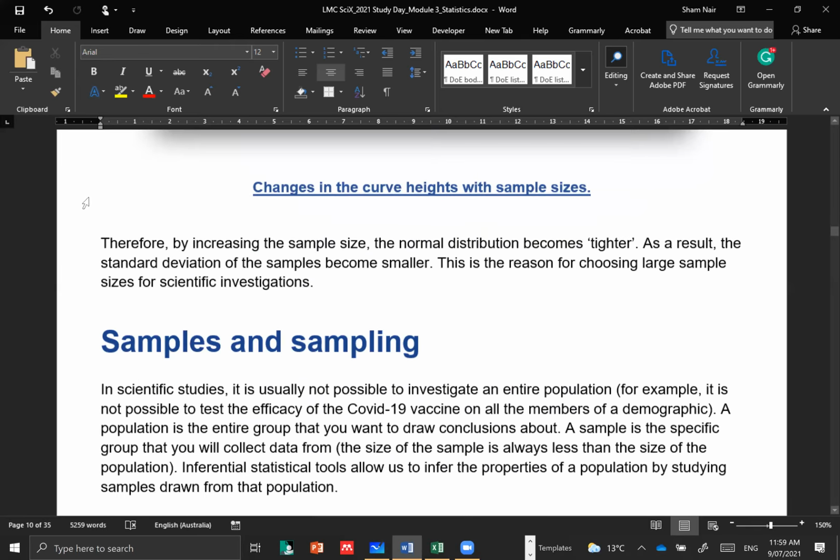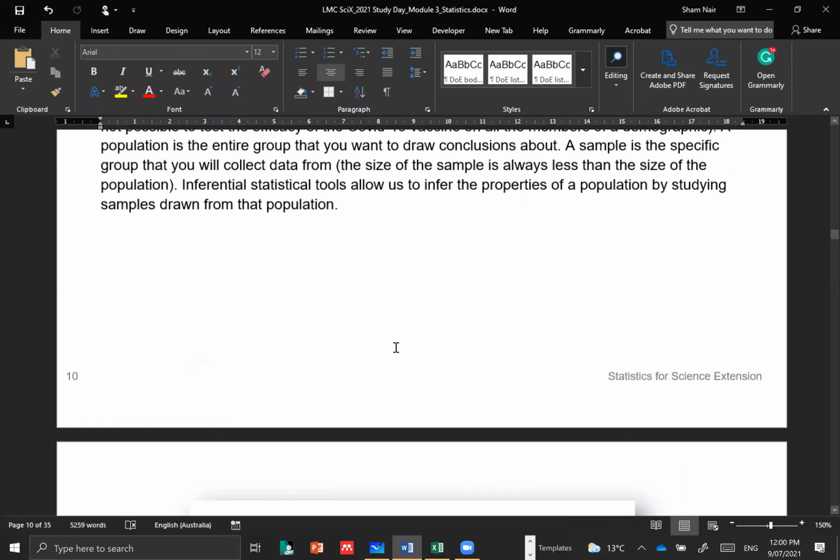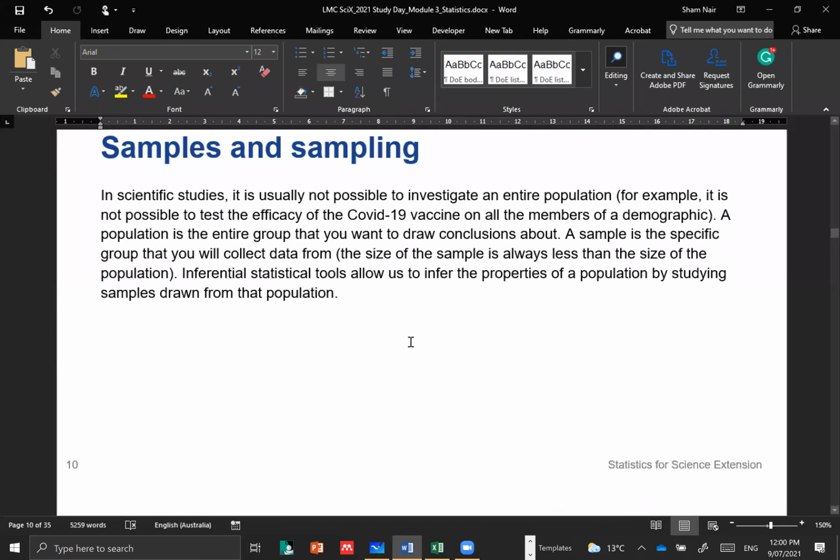I've talked a little bit about that in the next section, when we're talking about samples. Always try and increase the number of samples that we will use for any studies. So if you're asked in the exam to design an investigation, make sure that you address that particular feature: the number of times that you might repeat the observation or the measurements, and sample size. These are the two things that you need to address as a science extension student.